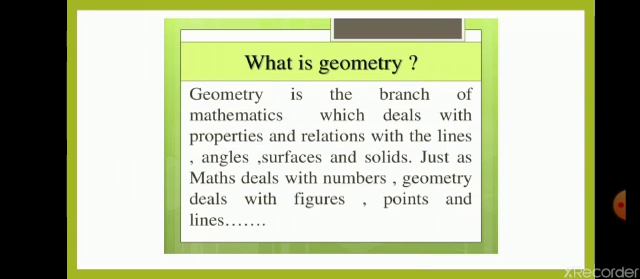What is geometry? Geometry is the branch of mathematics which deals with properties and relations with the lines, angles, surfaces, and solids. Just as maths deals with numbers, geometry deals with figures, points, and lines. Now, students, geometry is derived from two words. Geo means earth and metry means to measure.